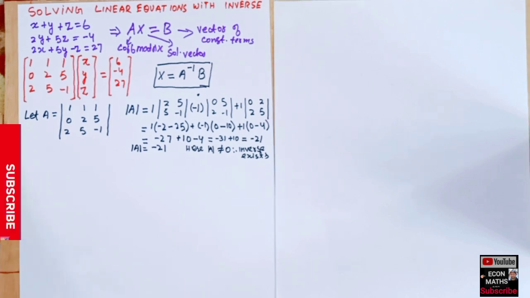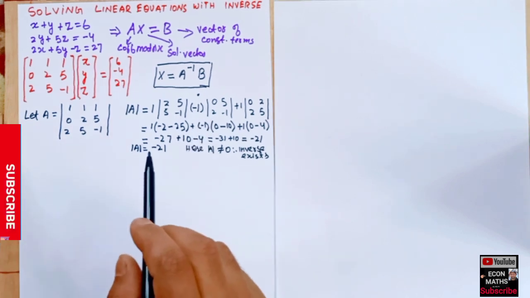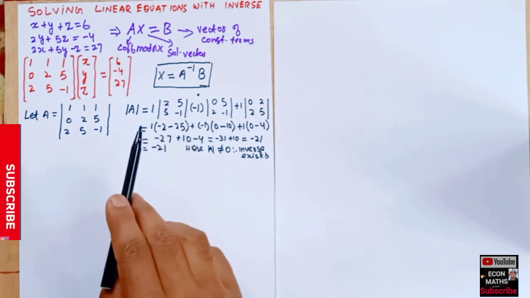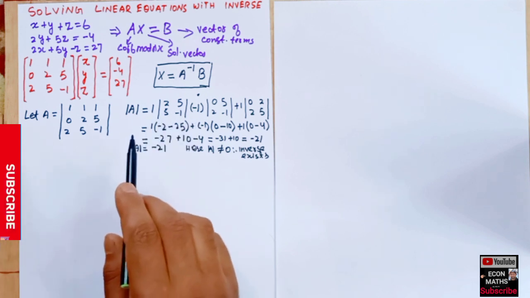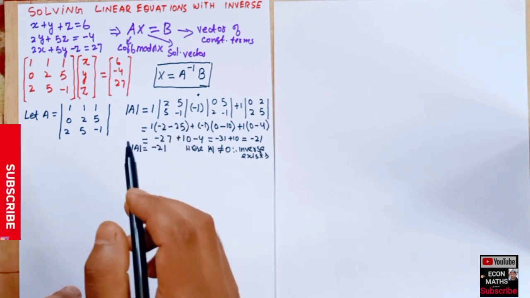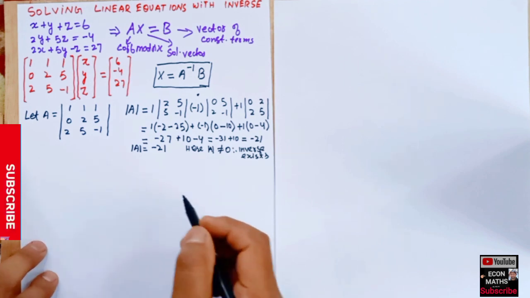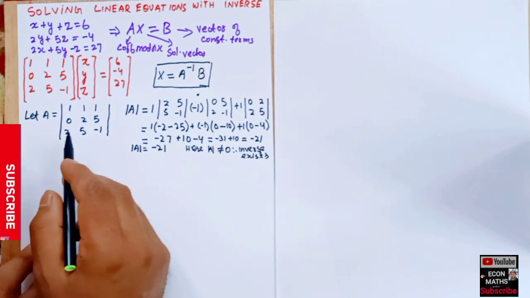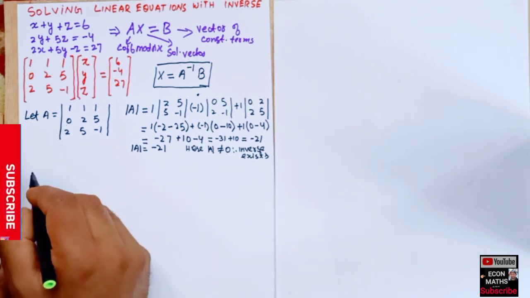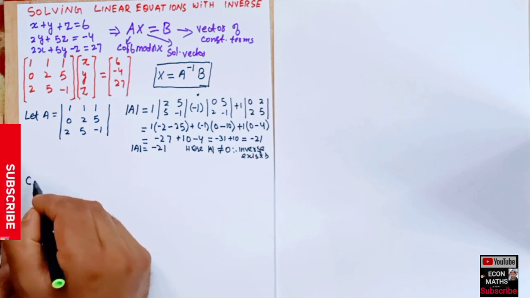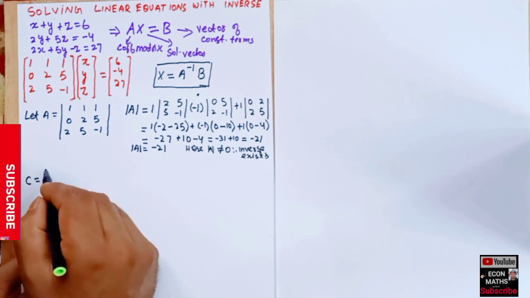Now this was the first step. After that, we have to find the inverse. To find the inverse, we have to find the cofactor matrix. We have to form the cofactor matrix, that is denoted by C. We will denote this by C.